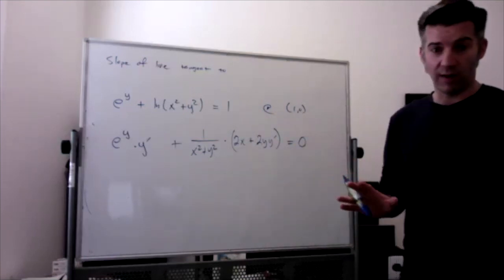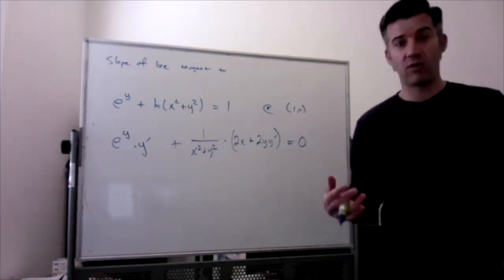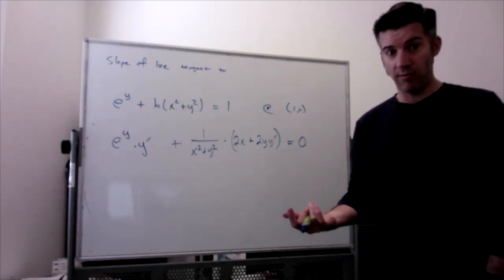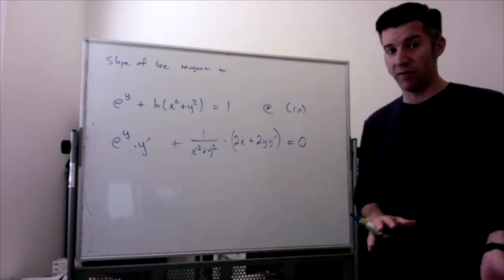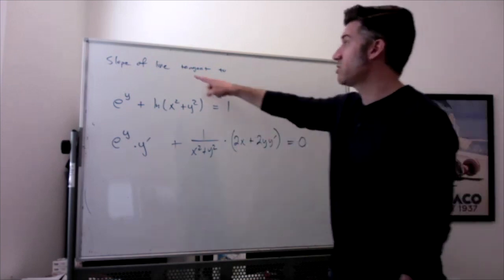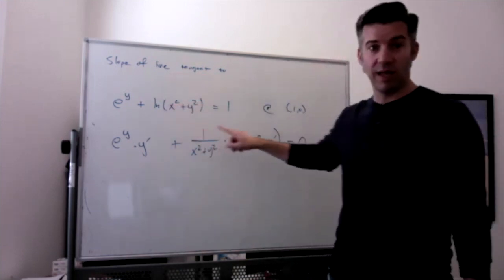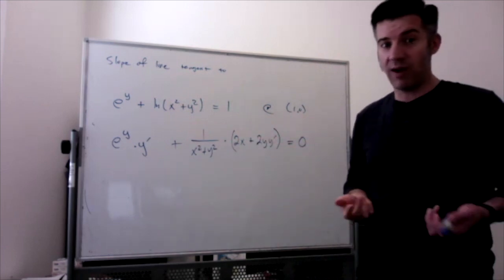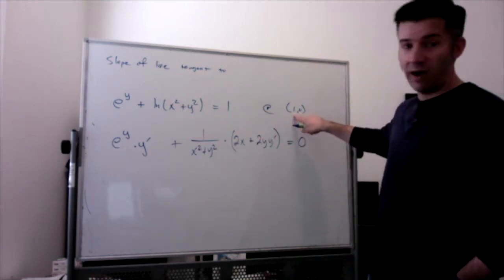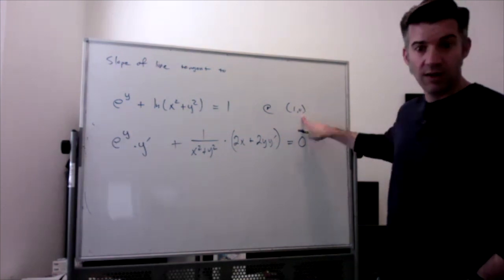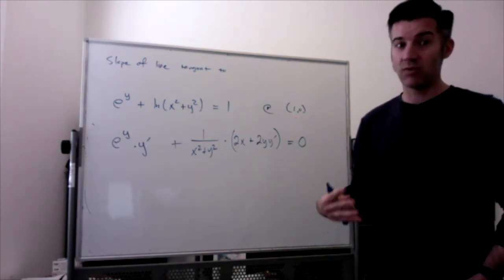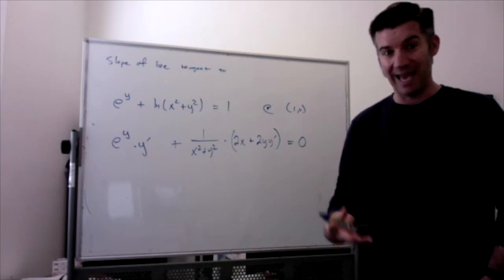Okay, now here's the thing. A lot of the time, if we're doing implicit differentiation, at this point we would solve for y prime. But they didn't ask us to solve for y prime. They asked us to find the slope of the line tangent to this equation at this point. So we do want to find y prime for this value of x and this value of y. So we might as well plug in x equal to 1 and y equal to 0 right now.